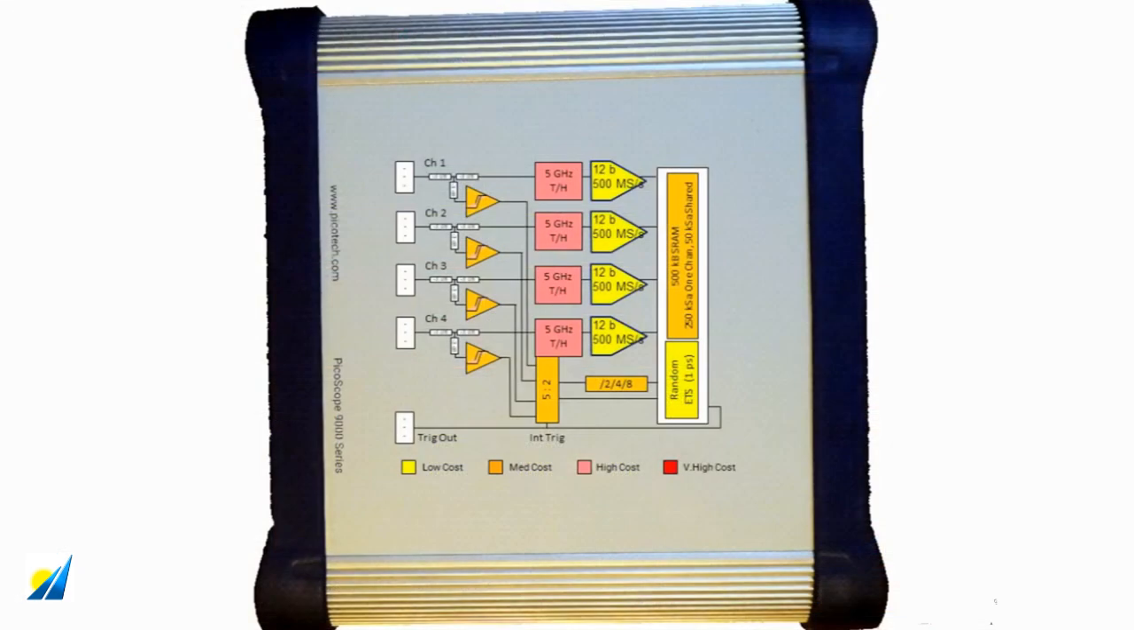If we take a look at a block diagram of the signal path in our SX-RTO, and if we color the various elements on that path according to their relative cost, what we see is that the 5 gigahertz track and holds are relatively expensive. The rest are either moderately expensive or relatively low cost for every function within the product.